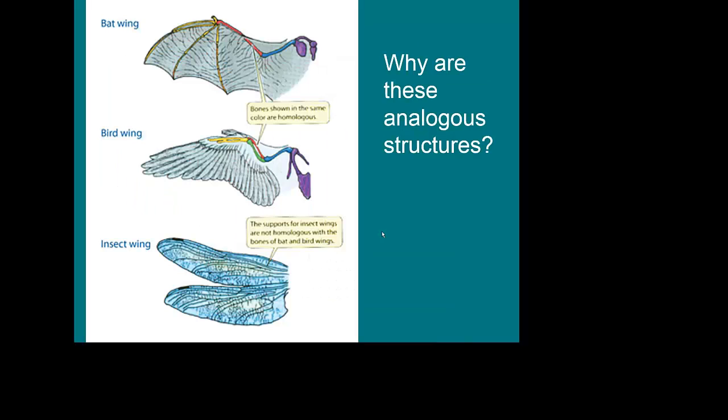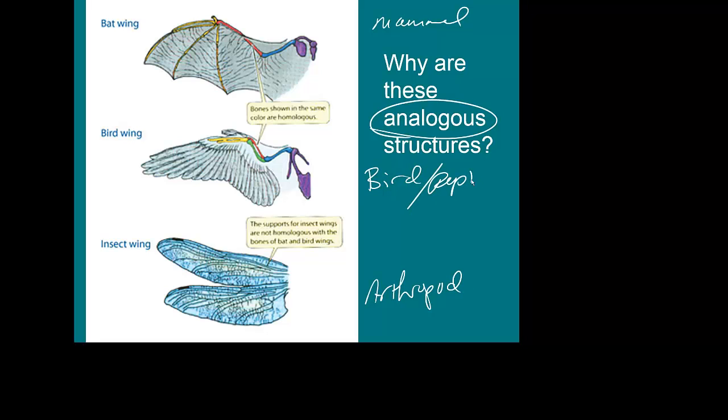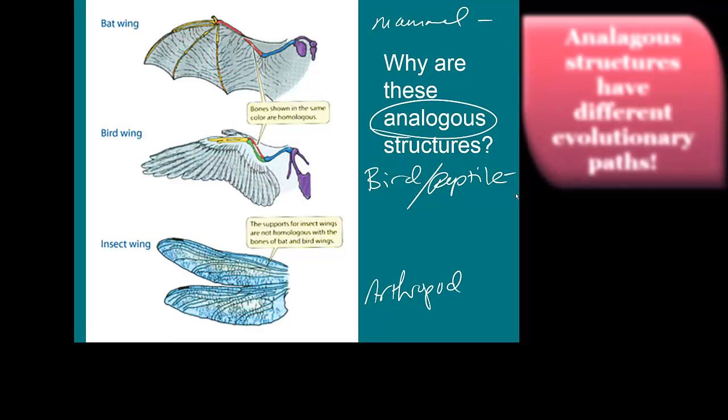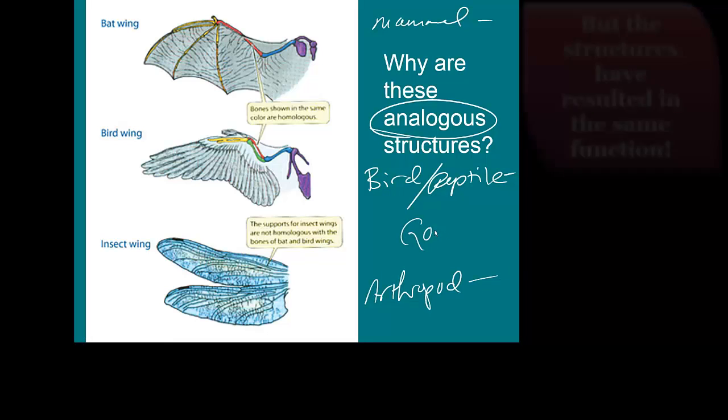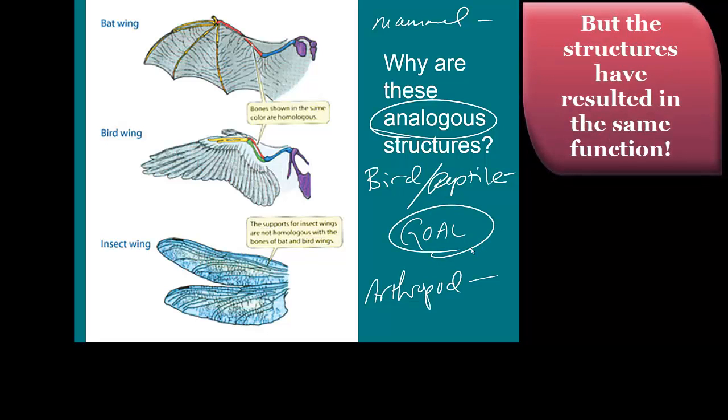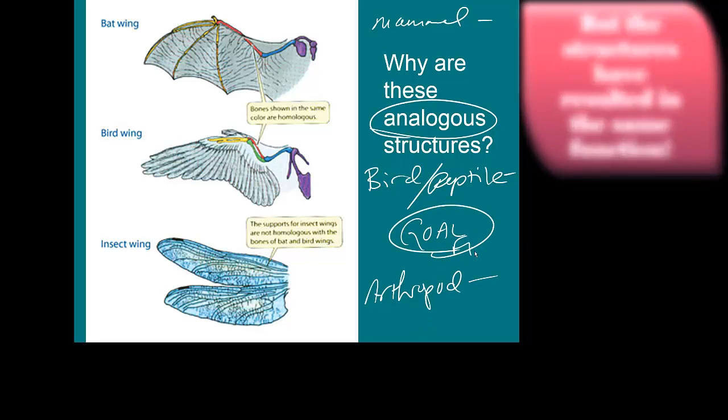Why would these be analogous structures? Not homologous, analogous. I've got a bat wing, a bird wing, and an insect wing. Well, a bat's a mammal. An insect is an arthropod. Bird is a bird. Reptile descendant. All of these are different evolutionarily, but have ended up at the same goal. What's the goal here? Flying.